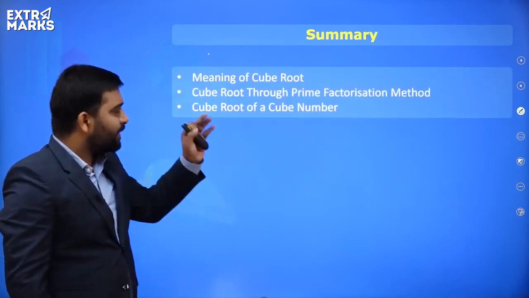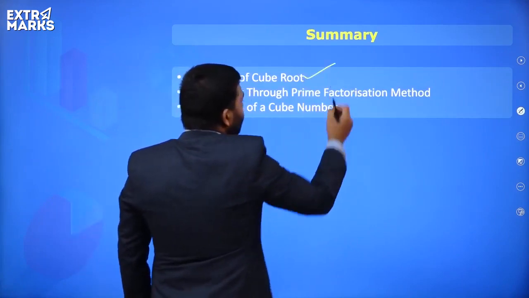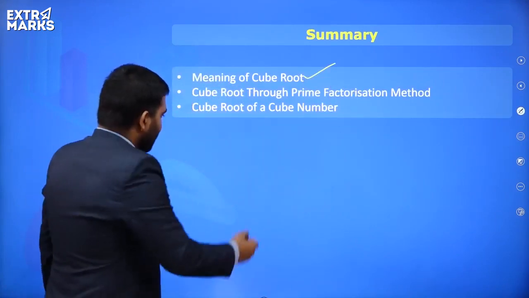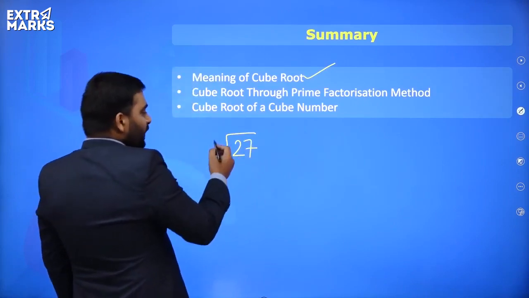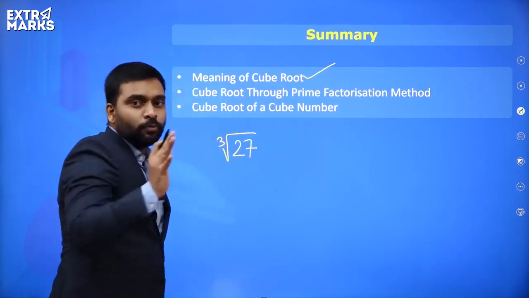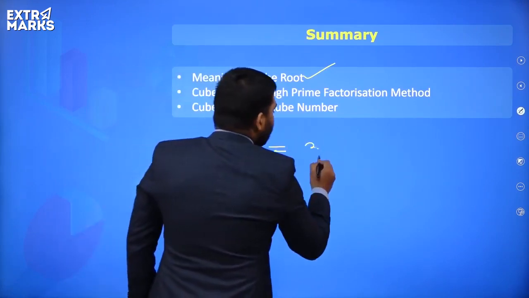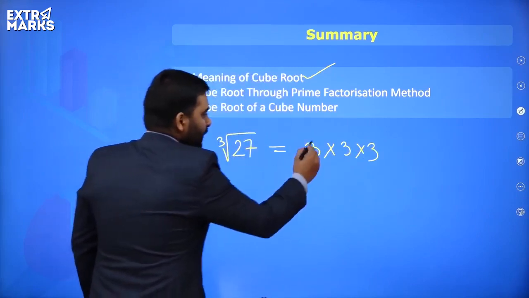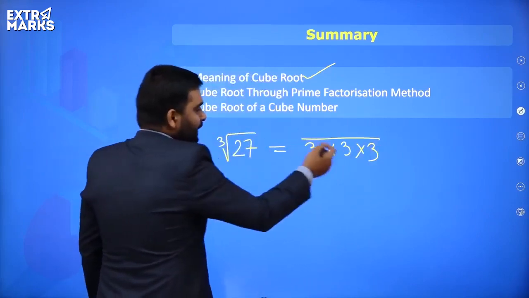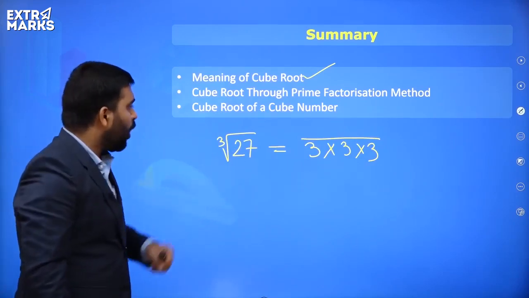So let's quickly summarize what we studied, everyone. We studied what is the meaning of cube root and how we represent that. Suppose I wrote 27, this is the square root. If I write 3 over here, it becomes the cube root. And it basically means a number which, when multiplied 3 times, gives us the original value. So see, 3 times 3 is 9, 9 times 3 is 27. We are getting the original number. So that is the meaning of cube root.